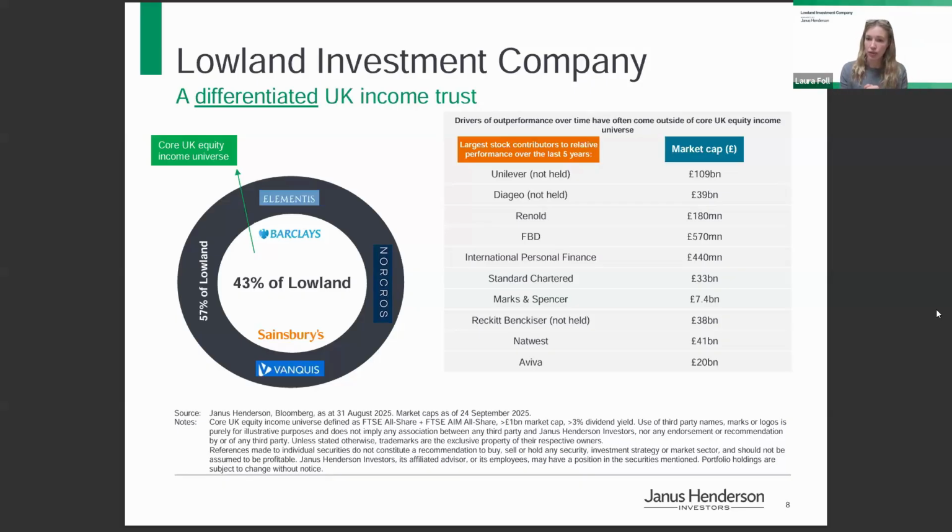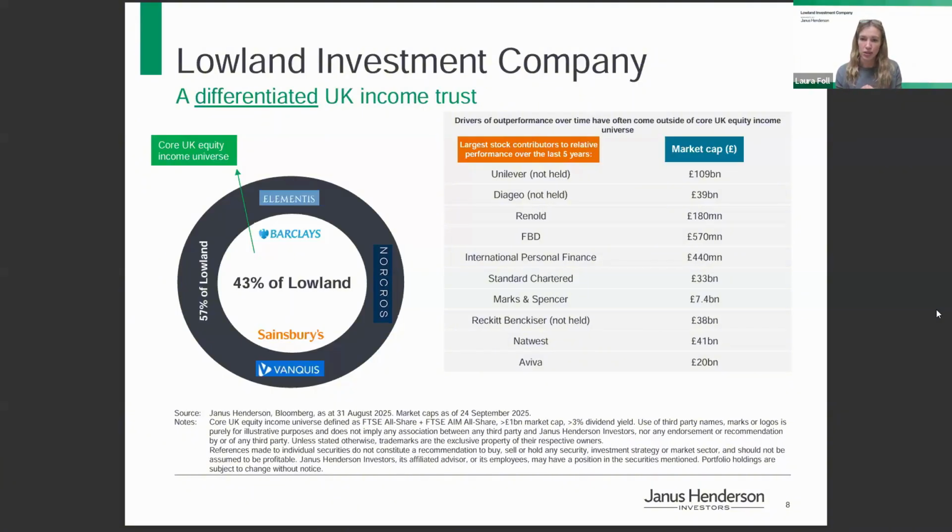And in terms of the outcome for our shareholders, the table on the right shows what's driven the relative performance over the last 5 years, and I'll give you the numbers in a minute. But some of the stocks you can see listed here are very much traditional UK income stocks. So the likes of NatWest, the likes of Aviva, Standard Chartered probably would be in a lot of large cap income funds. But then you can also see much more unusual names.